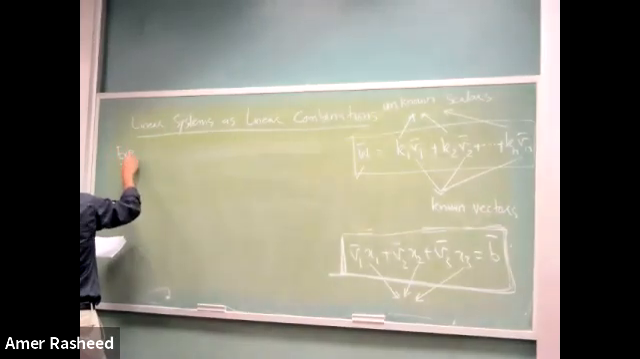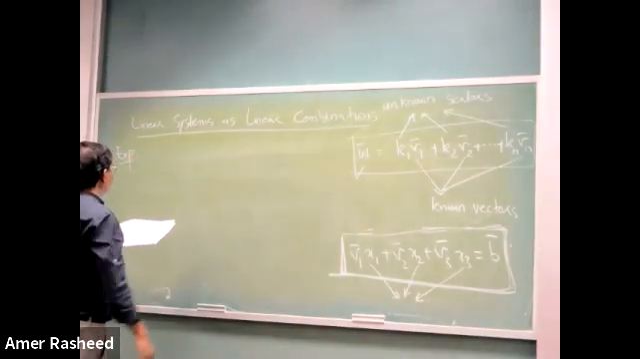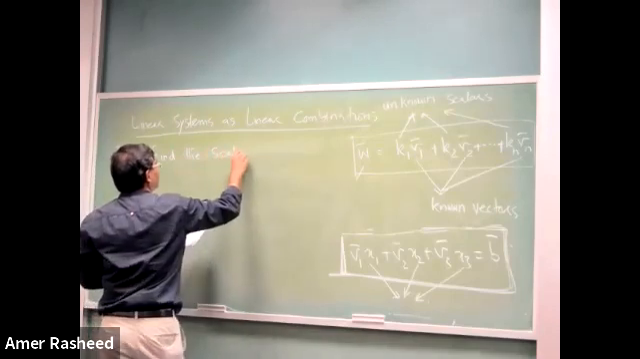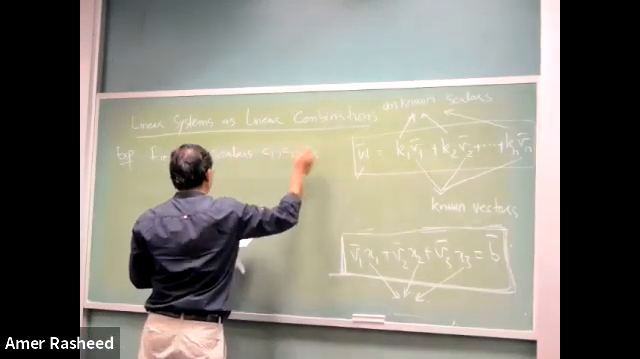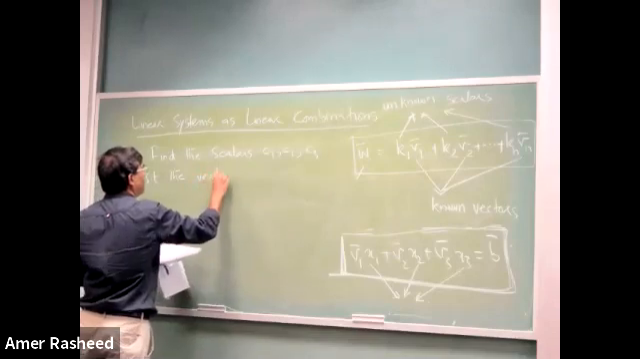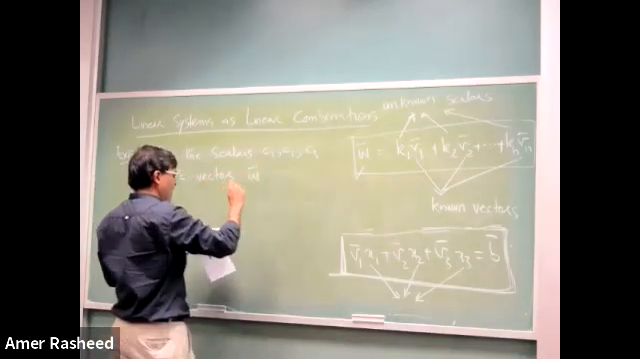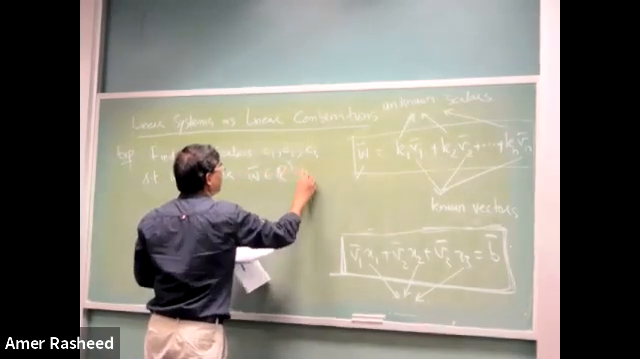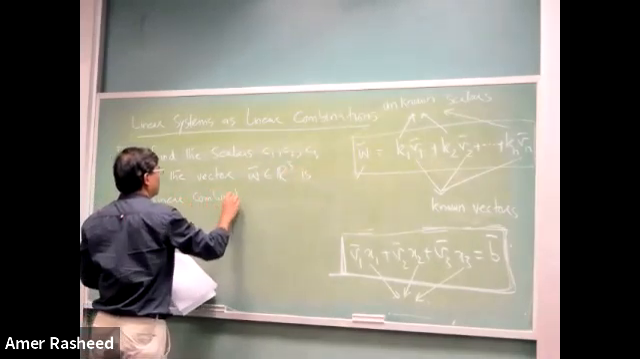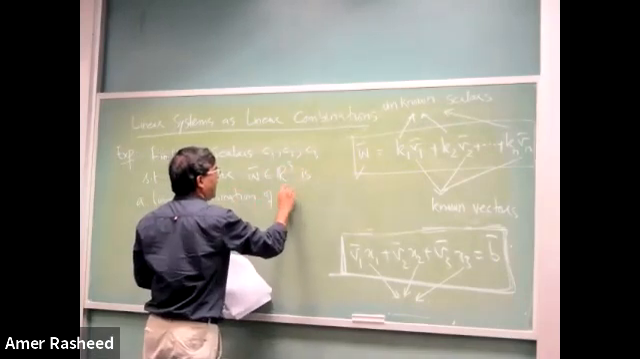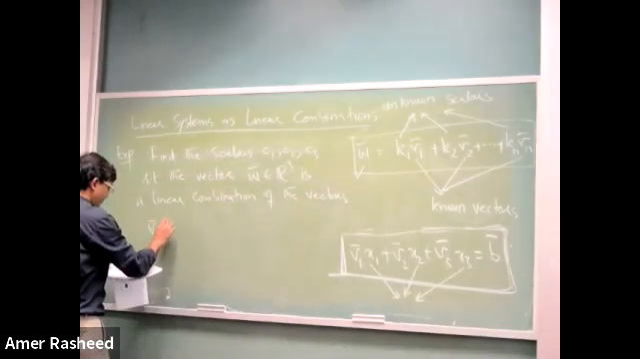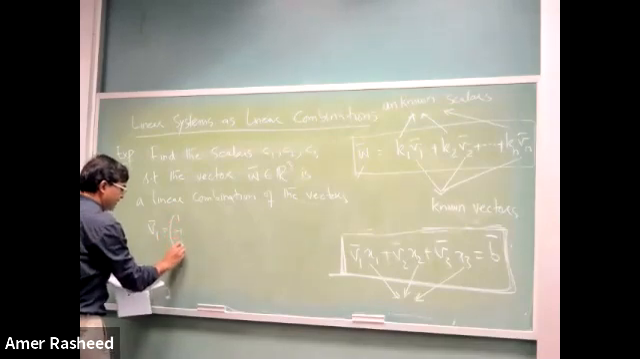Example. Find the scalars C1, C2, C3 such that the vector W belonging to R cube is a linear combination of the vectors v1, v2, and v3. v1 is 1, minus 1, 0.